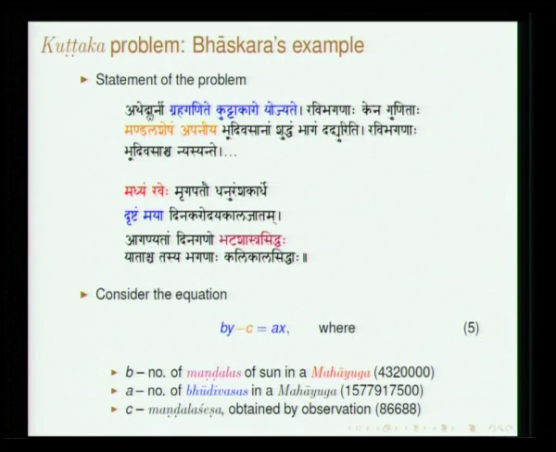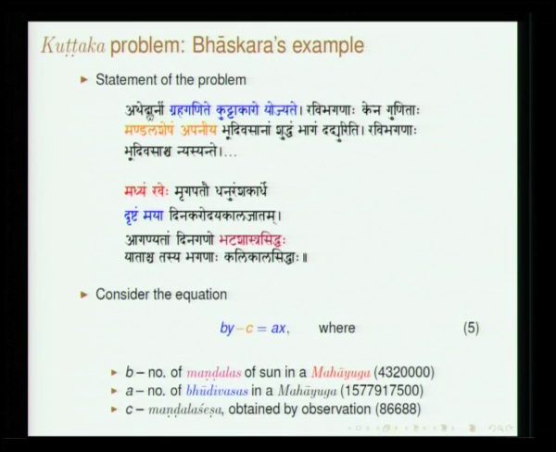Pravibhaganaha kena gunitaha mandalashesham apaniya bhudivasanam shuddham bhagam dadyuriti. This is the problem. Ravi Bhagana is basically the number of revolutions made by the sun. Ravi Bhaganaha kena gunitaha, multiplied by which factor, mandalashesham apaniya bhudivasanam shuddham bhagam.